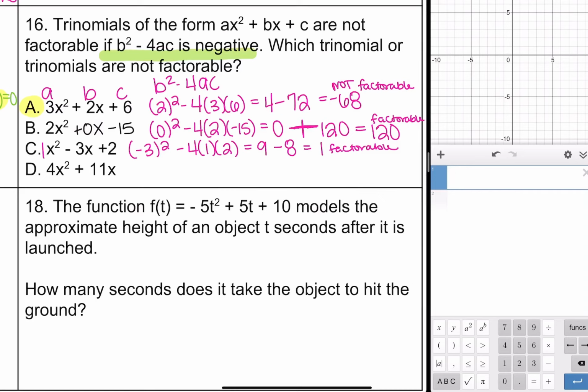D does not have a C value. It has x squared, x, but it doesn't have a C, so we can just write plus 0 and use our b squared minus 4ac. So b is 11 squared minus 4 times a times c. So 11 squared is 121 minus, now 4 times 4 times 0 is still something times 0, so that's just going to give us a big old 0. And 121 minus 0 is 121, which is positive, so this one is also factorable. So the only one that was not factorable was A.